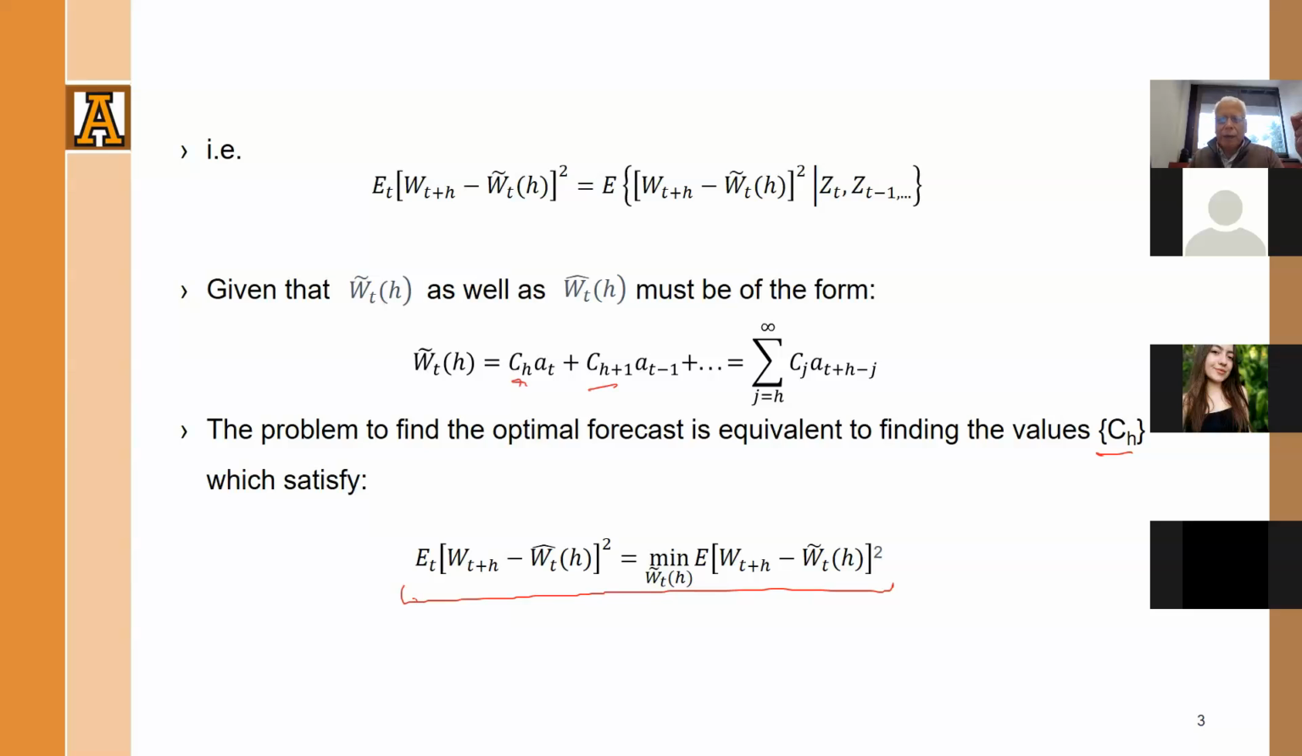Now, this is more formal, in the sense that we're working under the assumption that the a_t's are normally distributed and independent, and what we want to do is find the forecast that minimizes the expected value, conditional on what we know up to time t, of the error that we make when we forecast. So the conditions on the coefficients are based on minimizing the mean square error.